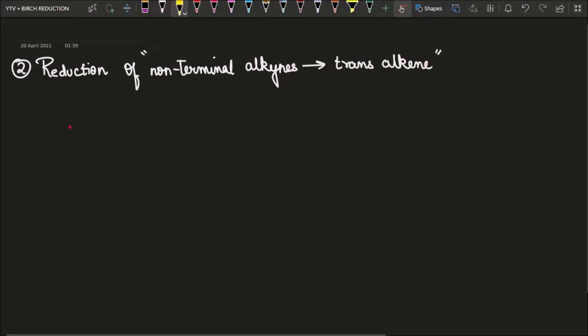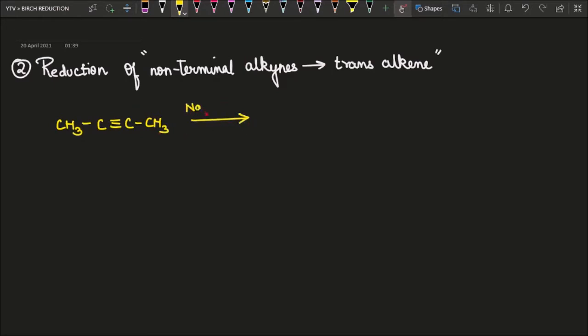Let me take a non-terminal alkyne, which means the triple bond is present in between. It is not present in the terminal position. Let the substrate be CH3, C triple bond C, CH3. So this is an alkyne, butyne. Now I am adding sodium metal dissolved in liquid ammonia.